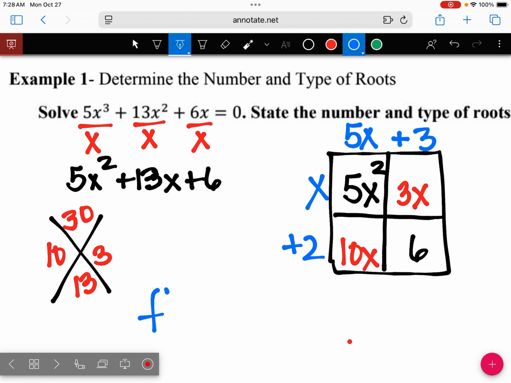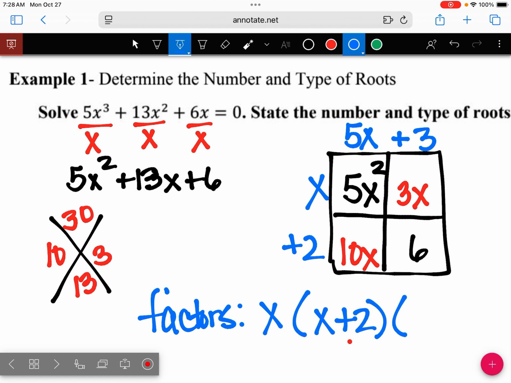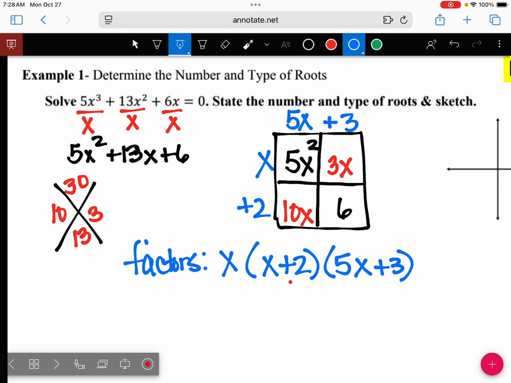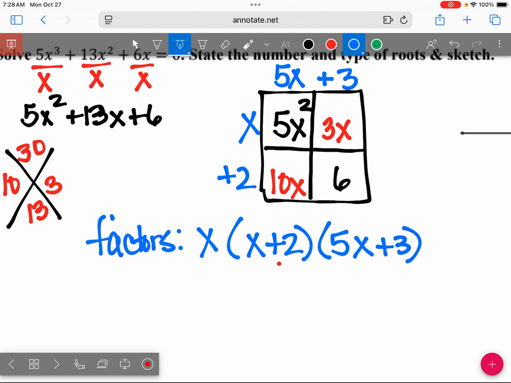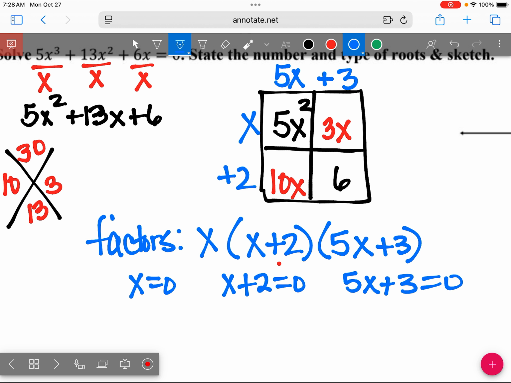So your factors are, you have the x that you took out. You have x plus 2. And you have 5x plus 3. So go ahead and set those three equal to 0 to get your solutions. So x equals 0. That's already done. x plus 2 equals 0. 5x plus 3 equals 0. Go ahead and solve and get your answers.